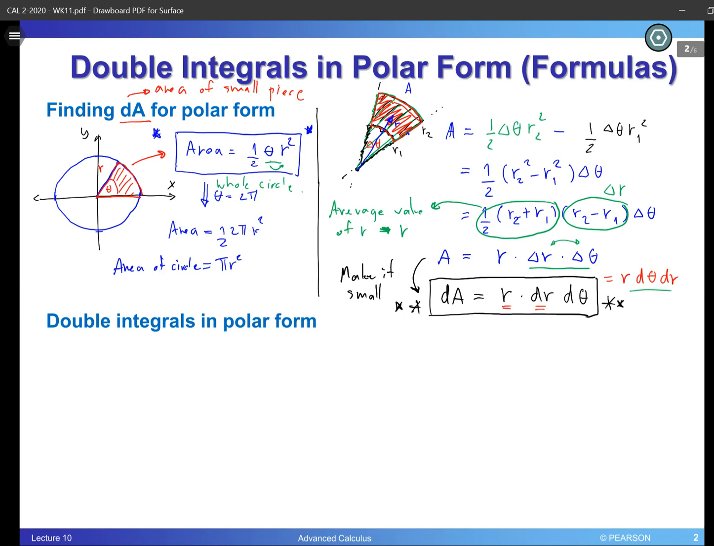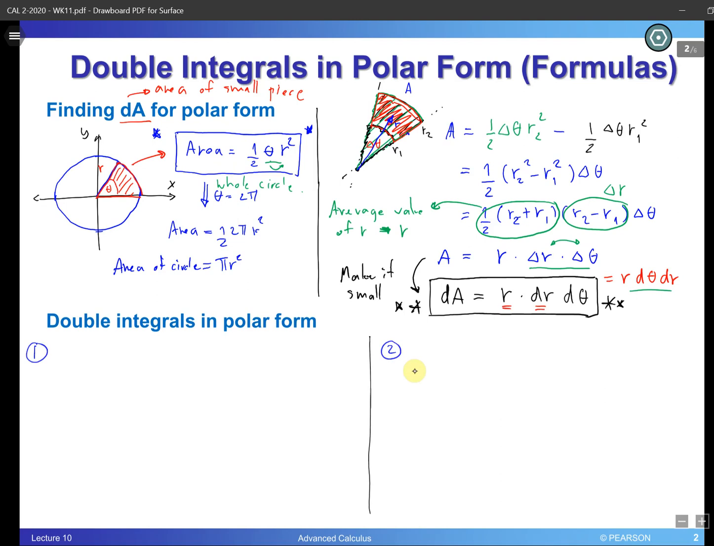Alright, now let's take a look at the double integrals in polar form, and we have two variations for that. So I'm going to split the screen right in the middle, right here. Okay, let me change that, not so middle, maybe around here. This is going to be the first variation of the double integral in polar form, and this is the second one. Now let's take a look at the first one.